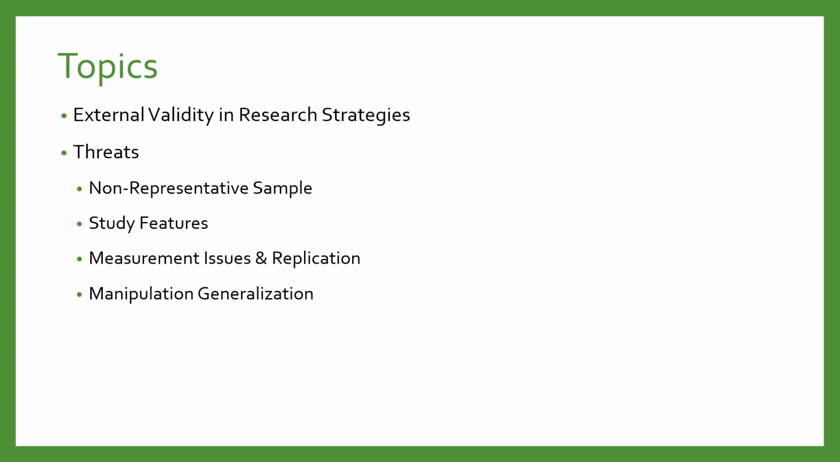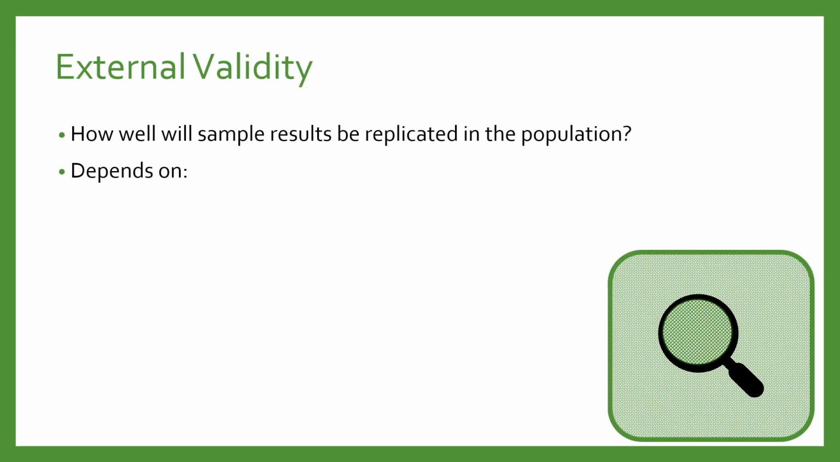So I will go over the general basis for external validity and then get into specific threats to external validity that can pop up in research studies. Again, external validity is really focused on how well sample results will be replicated in the population or across different samples. The level of confidence that results from one study would hold up in another study or in the population improves when you have a representative sample. So you can make a generalization from the sample to the population.